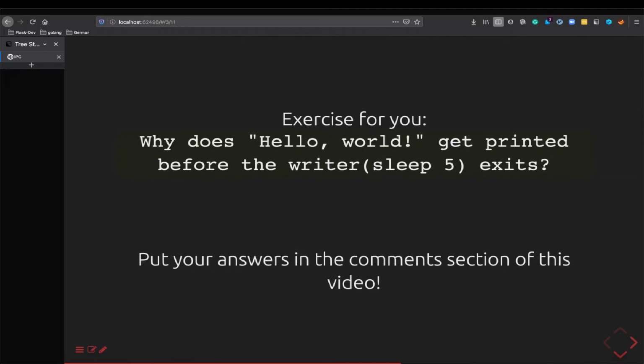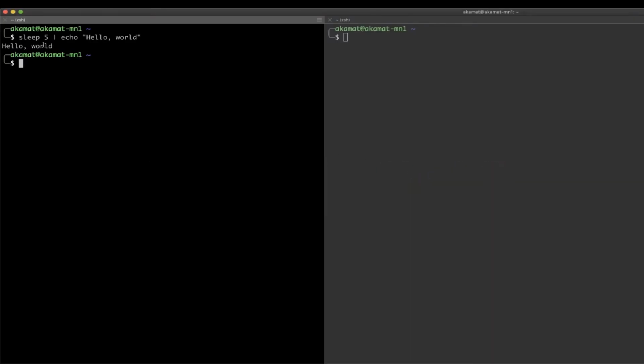Now here is a quick exercise. You will have to find out why the hello world prints before the writer completes. If you notice here, hello world is printed first, and then the writer is allowed to complete, and then the process exits. The entire command that I have here exits.